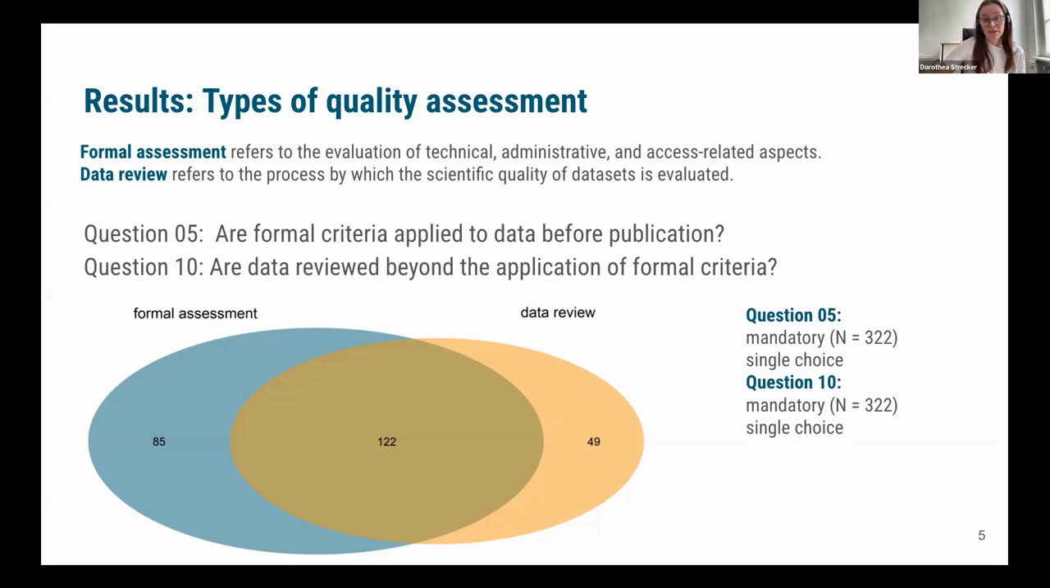And the survey results showed that, first of all, more than 3/4 of participating repositories did perform 1 or 2 of those types of quality assessment, and the rest didn't do any quality assessment at all. Of the repositories that did perform quality assessment, 132 in total performed either 1 of formal assessment or review of data, and 122 did perform both. So actually, any combination of the 2 options are possible and are actually performed in practice.